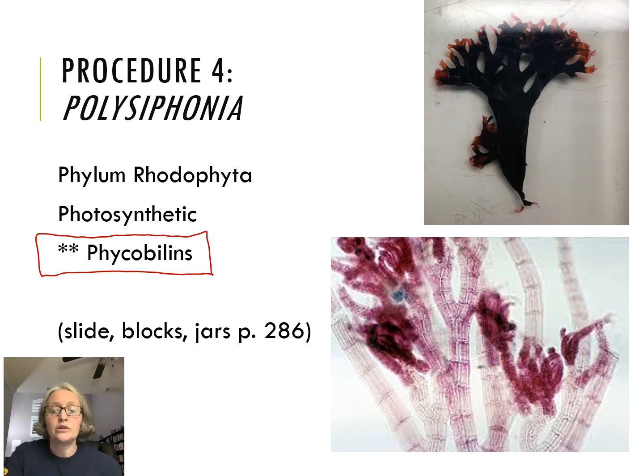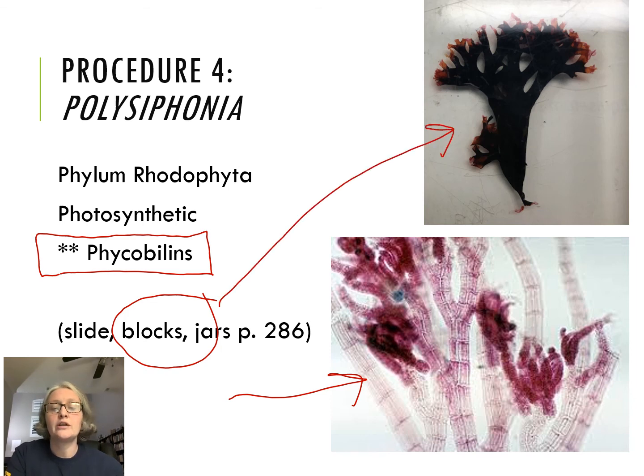On this, you're going to look at the slide. You should be able to identify Polysiphonia from the slide. In addition, though, there are a bunch of preserved blocks that you should also look at. With the preserved blocks, you should be able to identify any red algae as belonging to phylum Rhodophyta.